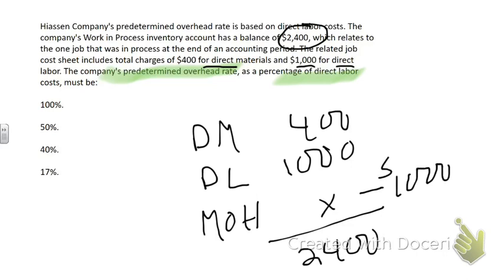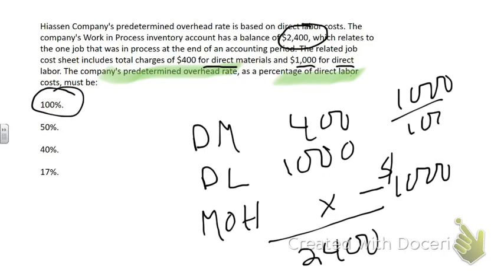It's $1,000. Well, it's a percentage of the direct labor costs. So 1,000 is what percent of 1,000 of direct labor cost? It happens to be 100%. If I put 1,000 over 1,000, I'm going to get 1.0, which is 100%. So it is 100% of direct labor. If this number was bigger than 1,000, it would have been over 100%, and if it was less than 1,000, it would be some number under 100%.